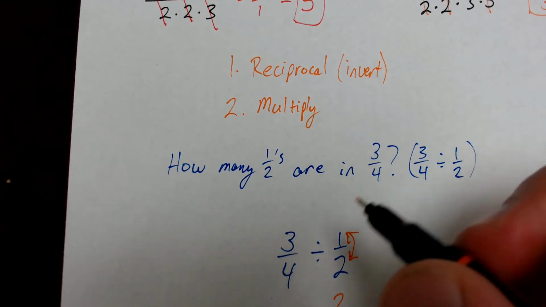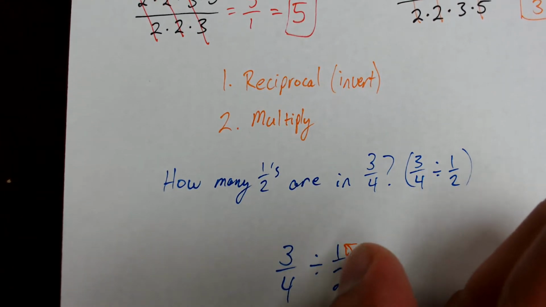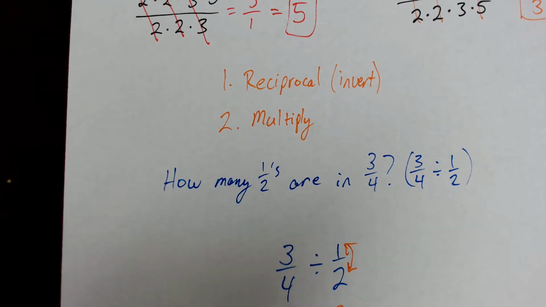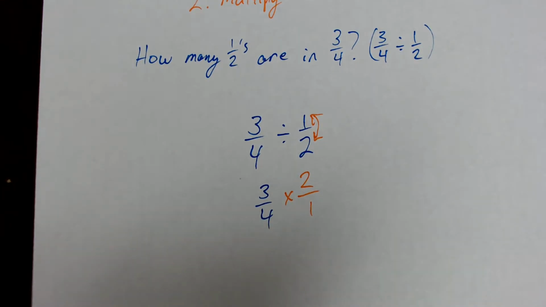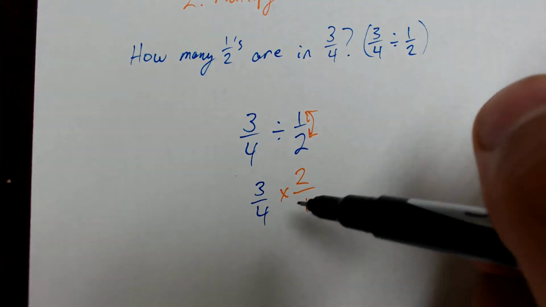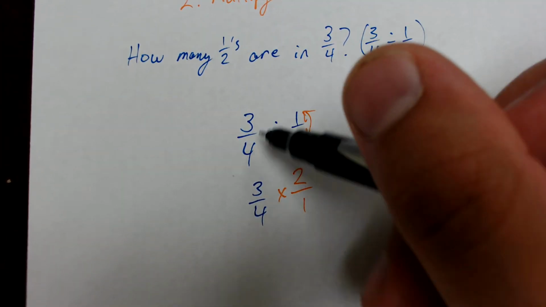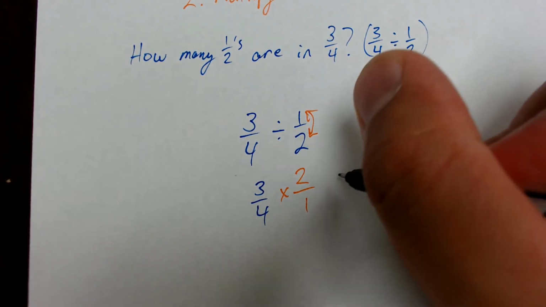And then the second step is to multiply. So I'm going to take 2 over 1 and multiply that by 3/4. Once I multiply, I get 3 times, well, oh, I just did all that off camera. Sorry. So I inverted 1/2, wrote it down here as 2 over 1, and then I went to step 2, which is multiply, and I'm taking 3/4 times 2 over 1. Now that you're all caught up to speed, let's do it.